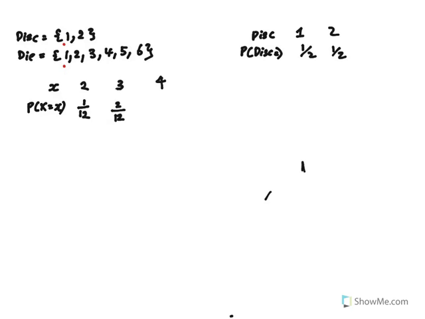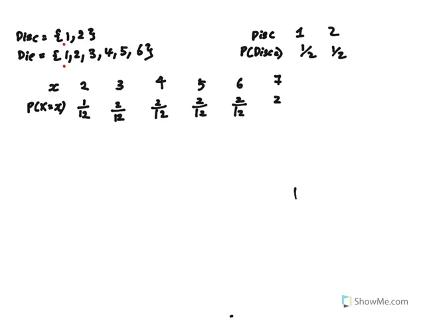And for 4, it's the same. The disk could show you 1 and the die could show you 3. The disk could show you 2 and the die could show you 2 as well. Can the disk show you 3? Cannot, so these are the only 2 possibilities. So you also have 2 over 12. And you can work out the rest on your own. I'm sure you're smart enough.